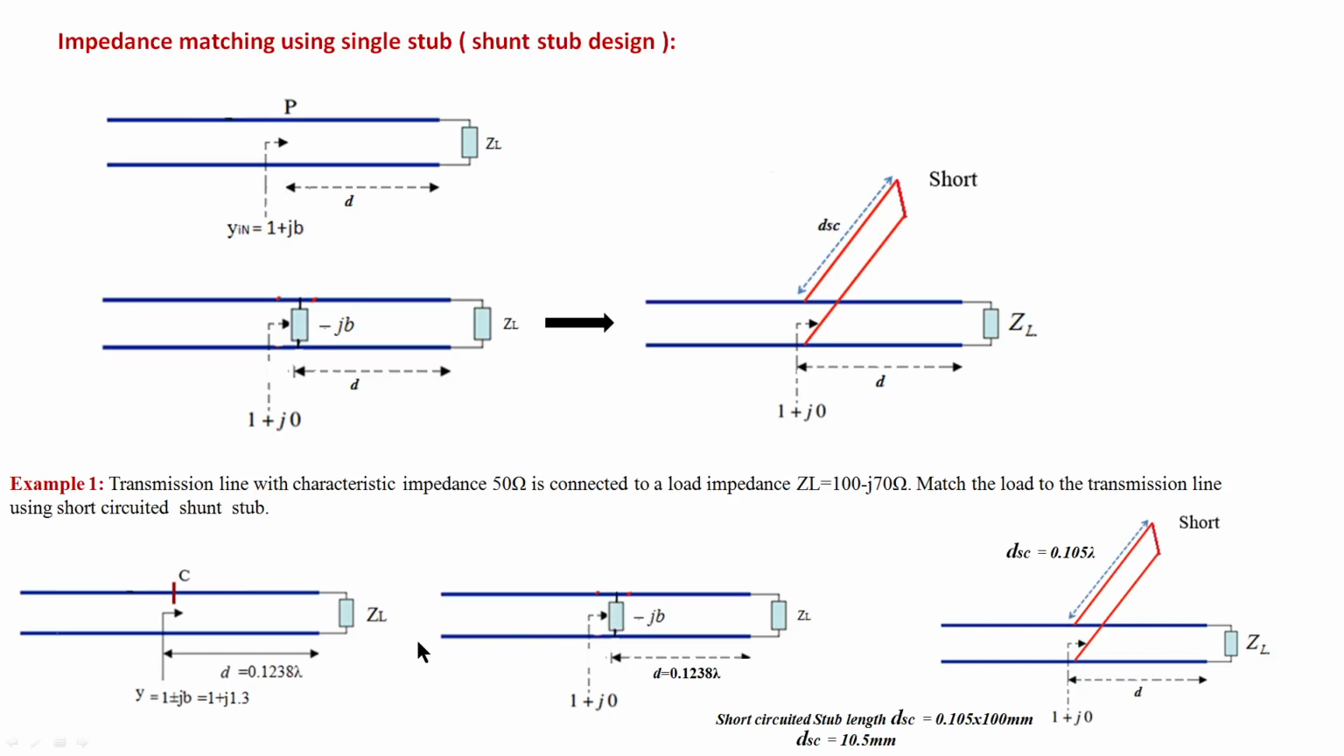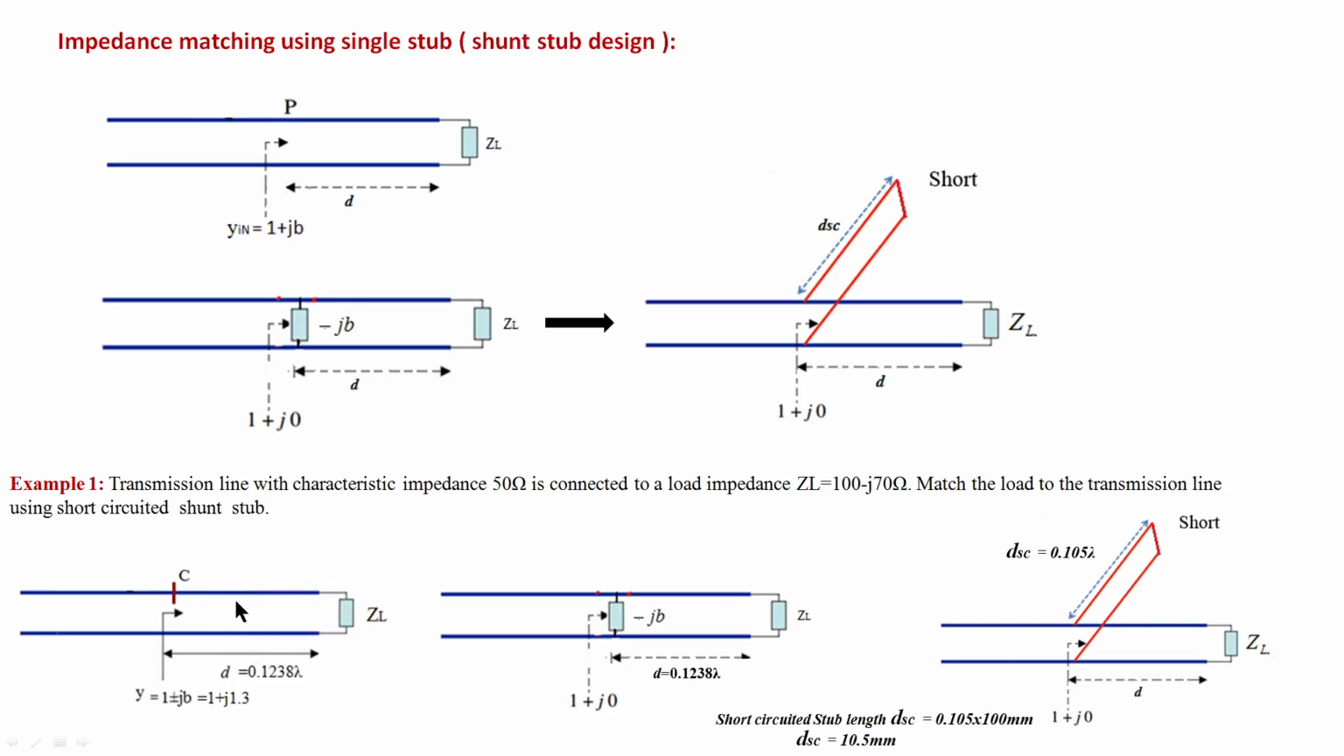Now for this question, a shunt stub is needed. So what we have to do is connect the load, then go on moving over the transmission line. Wherever you find this admittance value, you should stop. But here we cannot do it by simply moving, so we should do it on the Smith chart.